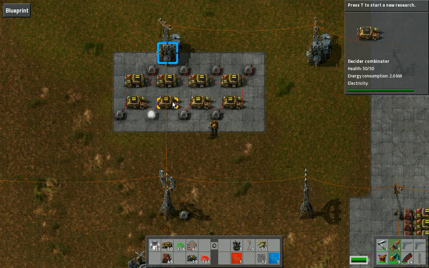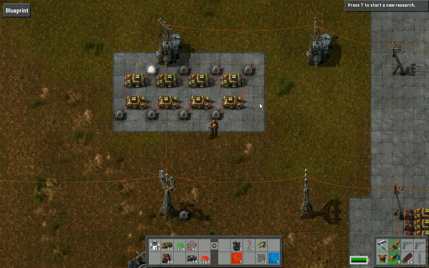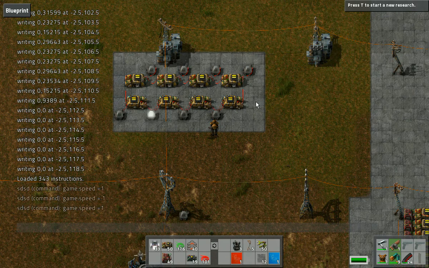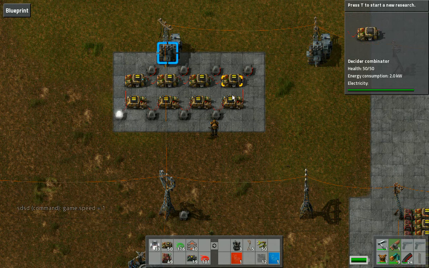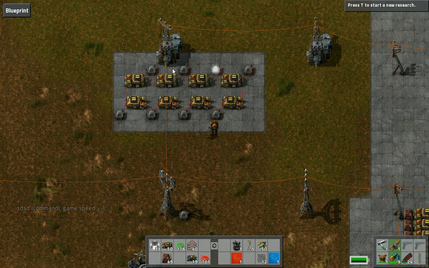What you're seeing here is several combinators daisy chained together, and with one signal traveling around and around and around. I'll slow down the time a bit so you can see a bit better. Here we are, 1/10 the real time. As you can see, there's a signal just traveling around and around.